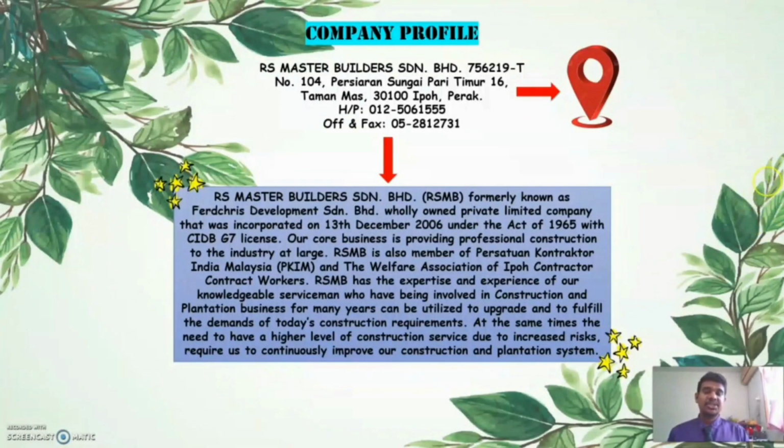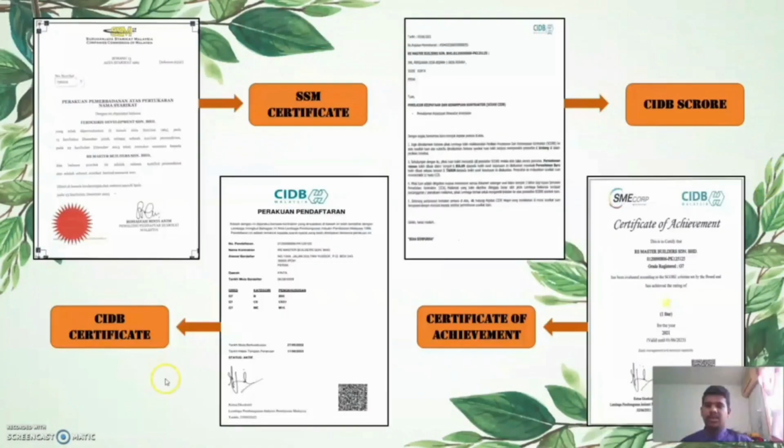Then I will attach the certificates of the company. Next, these are the certificates of the company. The first one is SSM. This is the CIDB certificate. And this is the CIDB score. And then the certificate of achievement: the company RSMB received a first star for their project. For more details, we have included all these details about the company profile in the project report.